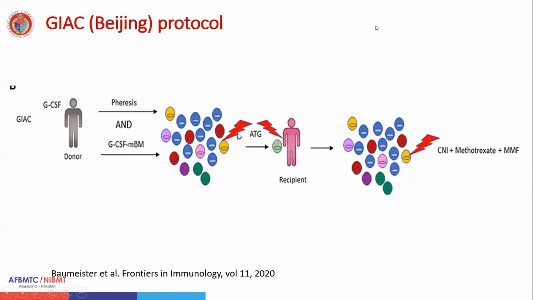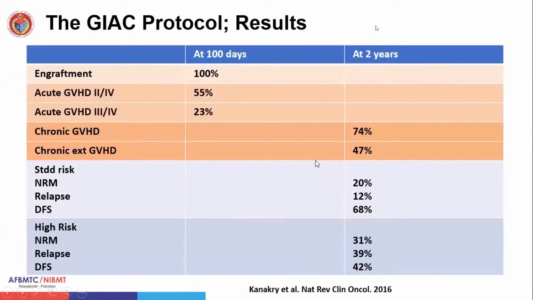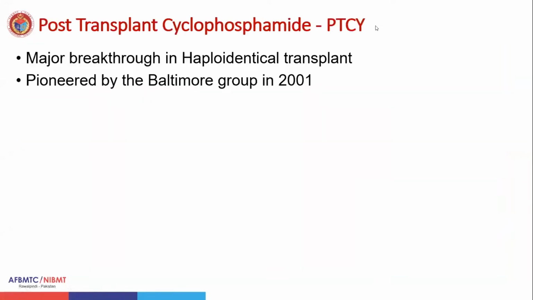Now, ATG is going to target both the donor lymphocytes in the graft as well as the recipient lymphocytes. And post-transplant immunosuppression is again intensive with the calcineurin inhibitor, short methotrexate, and MMF. Now, the advantage of this particular protocol is that it leads to almost universal engraftment in most studies. And the downside is graft versus host disease, both acute and chronic. Non-relapse mortality is quite acceptable, as is the low relapse risk. This protocol is being used not only in China, but elsewhere, but primarily in China.